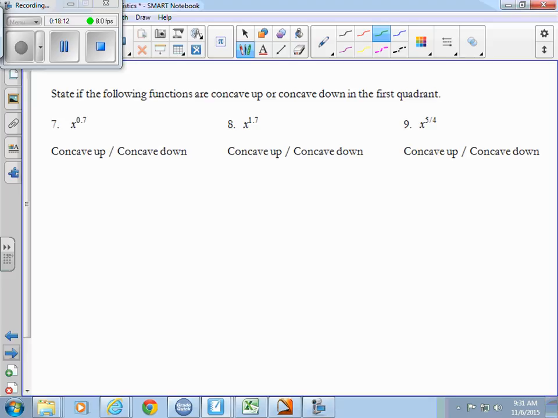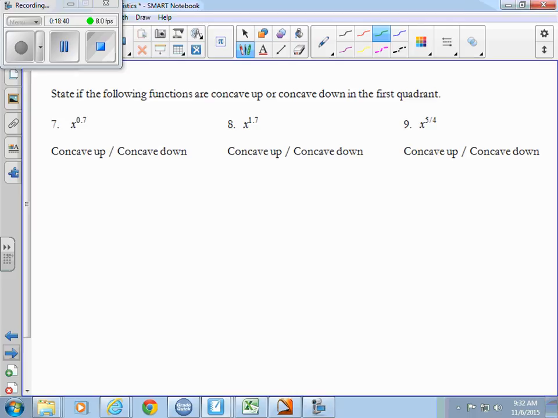State if the following functions are concave up or concave down in the first quadrant. How am I going to find that out? Graph it. What does concave up look like? A U up. What does concave down look like? A U down. Now it could be just a slight piece of a U, or a slight piece of a U going up. So get your calculator out.